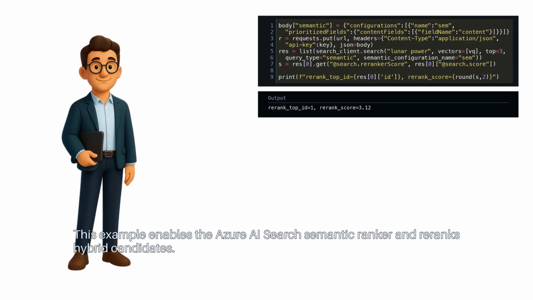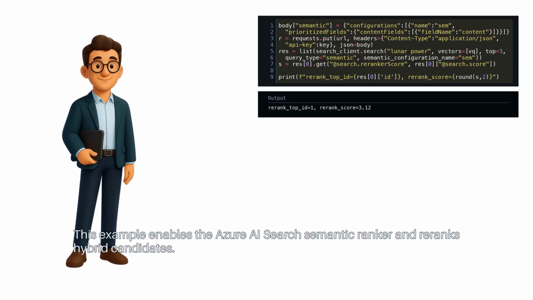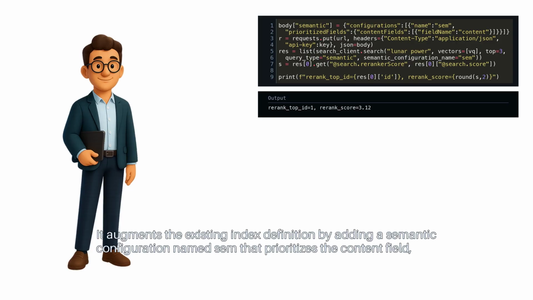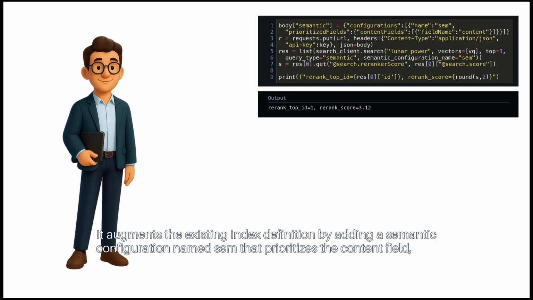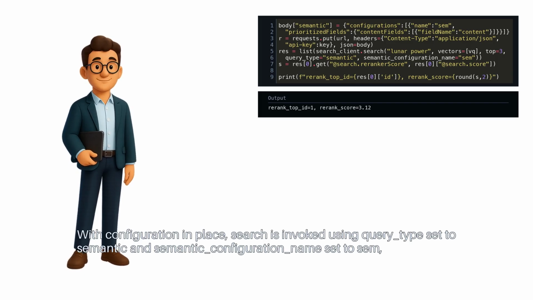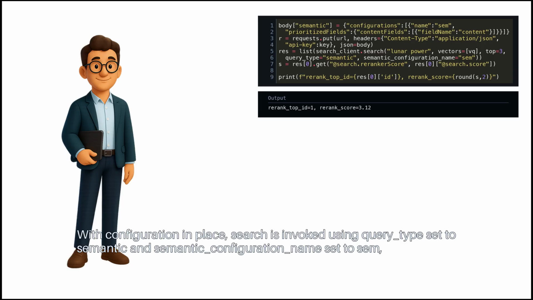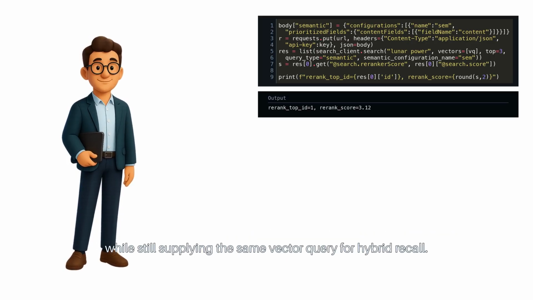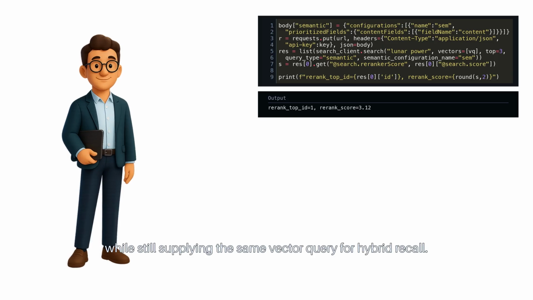This example enables the Azure AI Search semantic ranker and re-ranks hybrid candidates. It augments the existing index definition by adding a semantic configuration named sem that prioritizes the content field, using a requests.put call against the same index URL. With configuration in place, search is invoked using query type set to semantic and semantic configuration name set to sem, while still supplying the same vector query for hybrid recall.